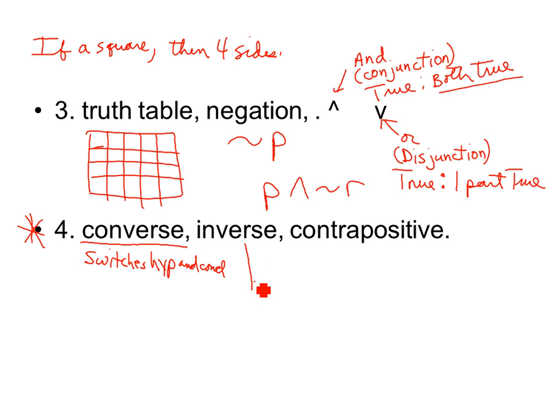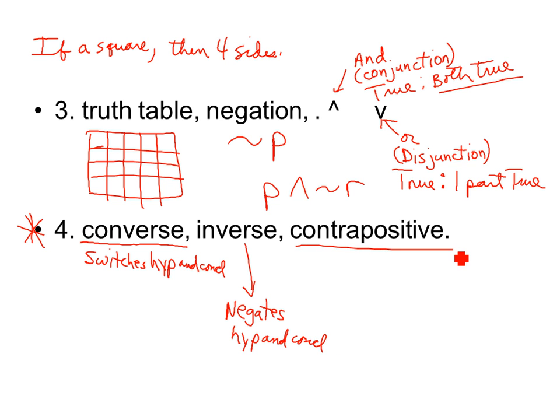What does the inverse do? I think it just negates both parts. Negates the hypothesis and the conclusion. So what would the inverse of my statement up there be? If not a square, then not 4 sides. Is that true or false? False also, because again, it could be a rectangle.